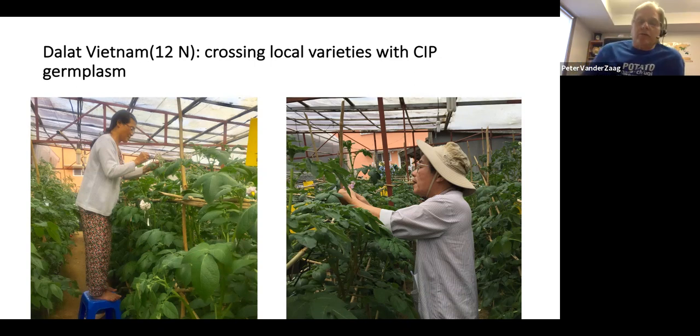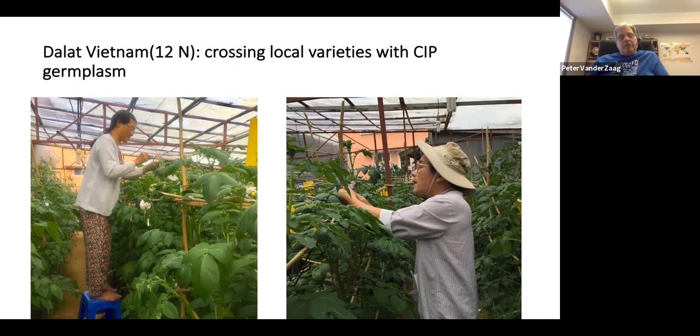So here we have Dr. Tung with his wife doing crossing work here in Dalat at 12 degrees north, using a lot of locally adapted varieties crossed with germplasm from CIP for, in this case, primarily multi-mold genes for late blight resistance and some virus resistance and some heat tolerance.